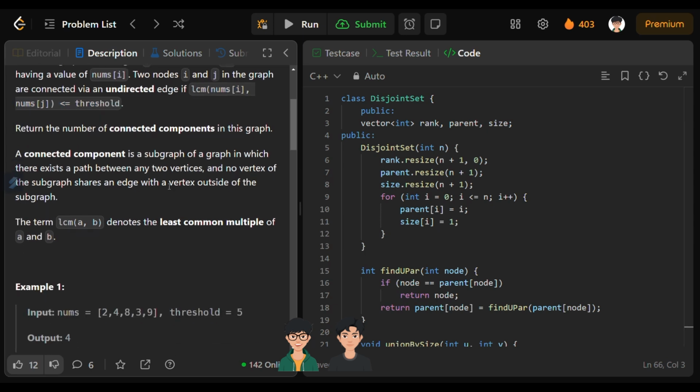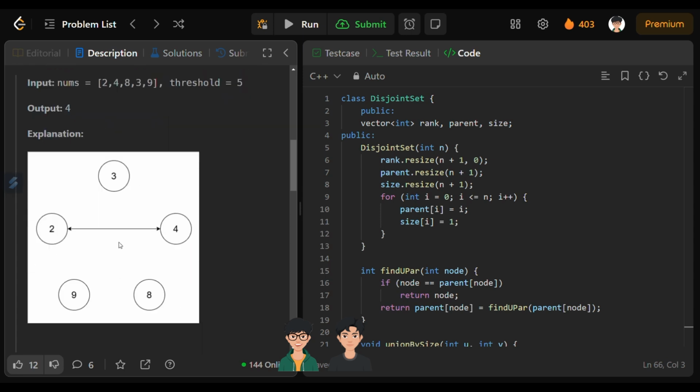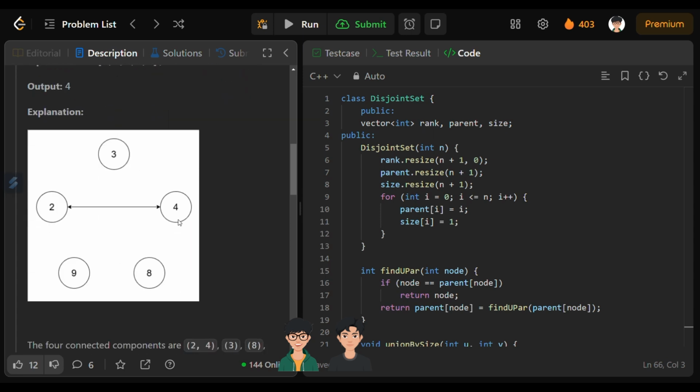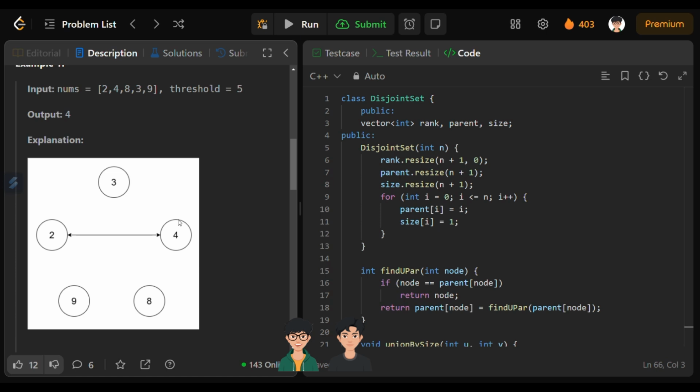Let's take an example and actually see which nodes can connect. In the graph, let's take the numbers 2, 4, 3, 8, and let's say the threshold is 5. So the LCM of 2 and 4 is 4. LCM is nothing but the least common multiple, that is the least number which is a multiple of both the numbers. The LCM of 2 and 4 is 4, because 4 is a multiple of 2, and 4 is also a multiple of 4 itself. So I hope the definition of LCM is understood.